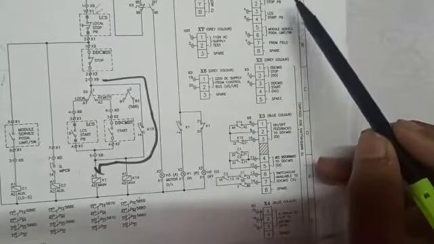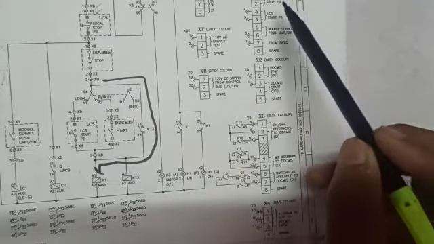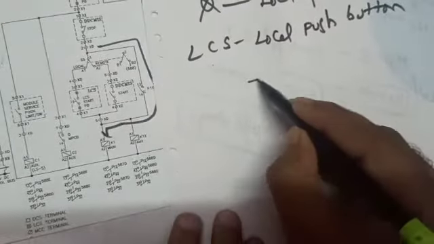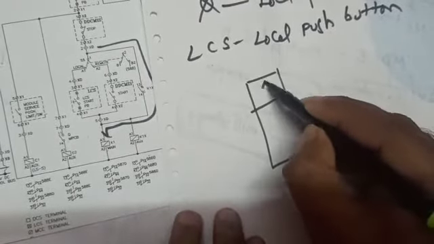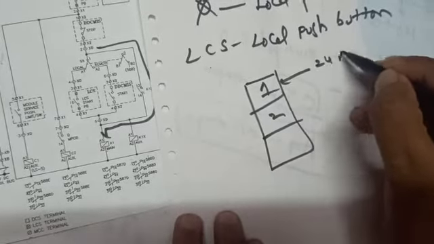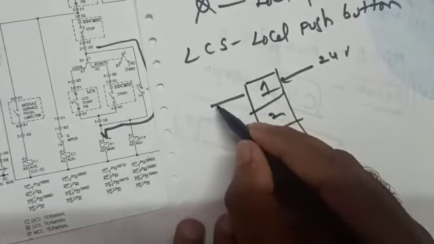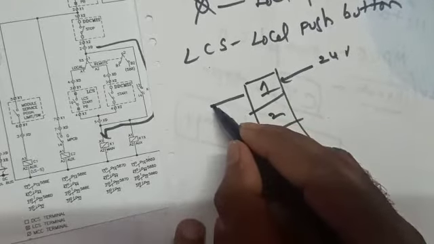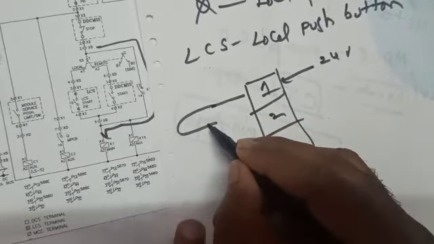Now, we have to satisfy this condition in the junction and TBs. Suppose TB number 1, TB number 2. If you put some voltage, 24 volts, it will go to the control circuit, satisfy the condition, and return to 2.